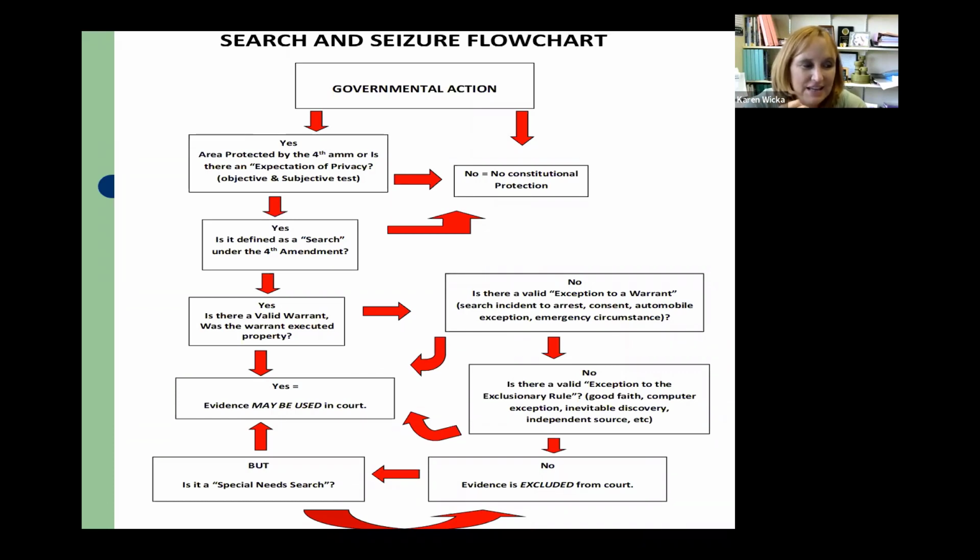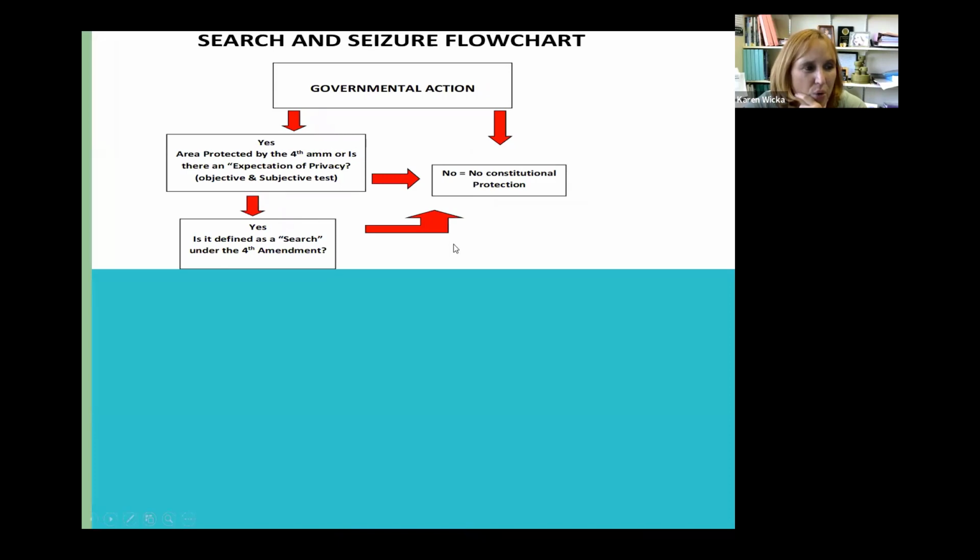Is it defined as a search under the Fourth Amendment? So then we use what we just learned to make that assessment. This is the only part that we're actually using right now. We will finish the bottom half next week. But for this week, these are the only questions I want you to answer. I don't want you to go any further. I don't want you to say, is it constitutional or not? I simply want you to decide, is there governmental action? Is it an area protected by the Fourth Amendment or expectation of privacy test? And then is it a search as defined by the Fourth Amendment?